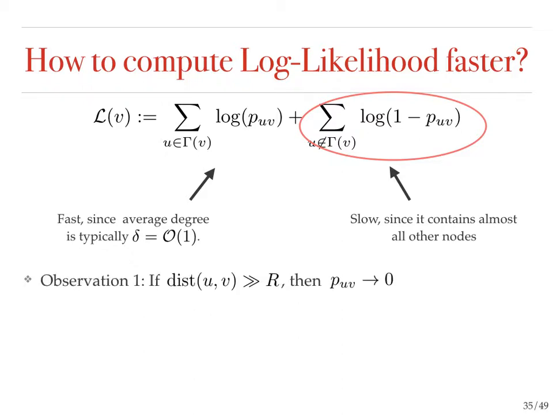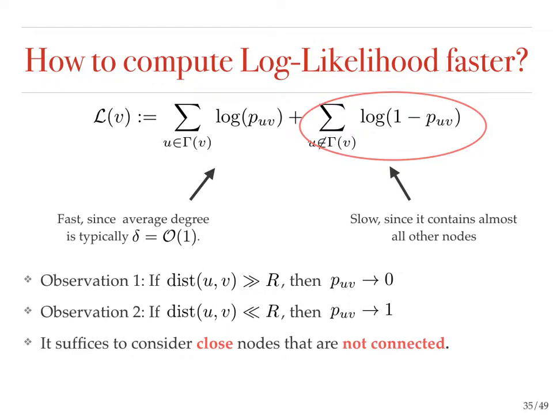if two nodes are far apart, then p_uv goes to 0. If they are nearby, then p_uv goes to 1. But if p_uv goes to 0, then the logarithm of 1 minus p_uv is essentially 0. So these nodes do not contribute to our log likelihood. So it actually suffices to consider close nodes that are not connected to us. And again, if you didn't do any huge mistakes in your embedding, this means that when you embed a node, the number of other nodes that are geometrically close to you is, again, constant on average. And yeah, that's essentially it.